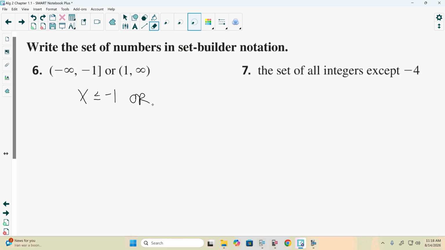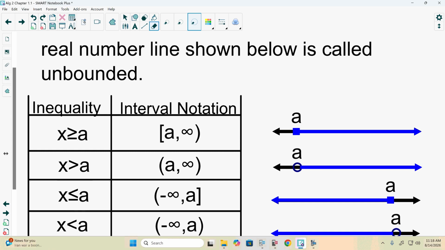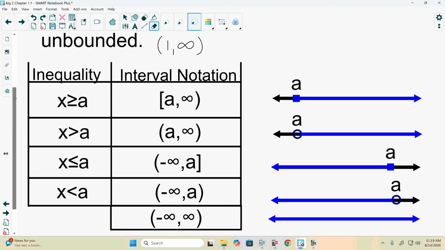1 comma infinity. So we're starting the other unbounded interval where? 1. A is 1, and we're going bigger. So X should be greater than 1. Since it's a parentheses, it wouldn't be equal to. We'd have this here. Again, it still works with this. 1 comma infinity. It's the second one. A would be 1, so X is greater than A, so X is greater than 1.